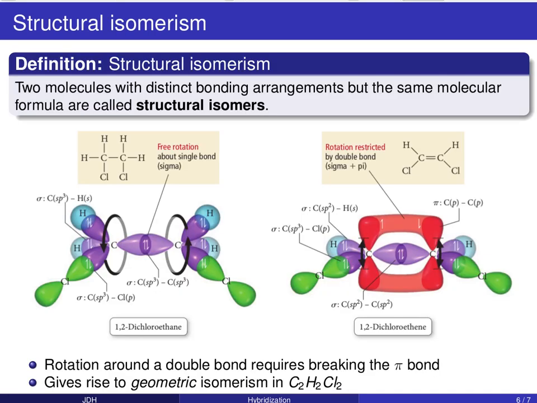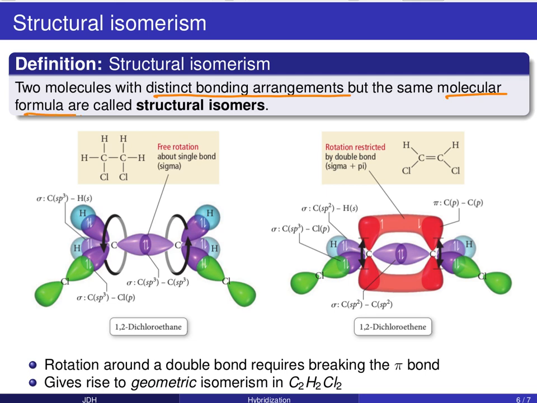So a quick note here, definition. What do I mean by structural isomerism? Well, basically a structural isomer, or a pair of structural isomers I should say, are a set of two molecules with distinct bonding arrangements but the same molecular formula.